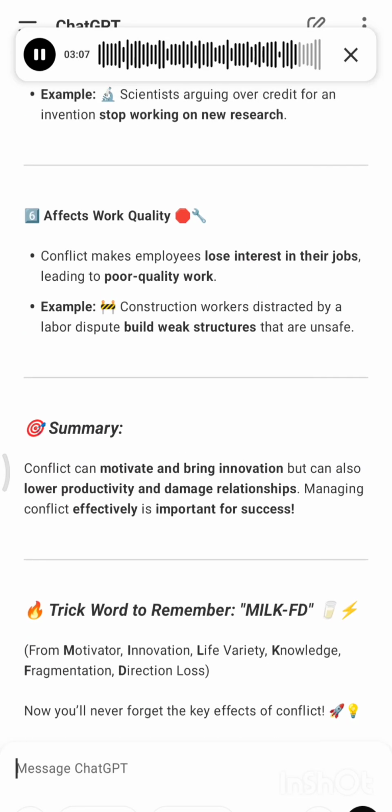Summary, conflict can motivate and bring innovation, but can also lower productivity and damage relationships. Managing conflict effectively is important for success. Trick word to remember, Milk FD: M for Motivator, A, Life Variety, K for Knowledge, Fragmentation, Direction Loss. Now you'll never forget the key effects of conflict.